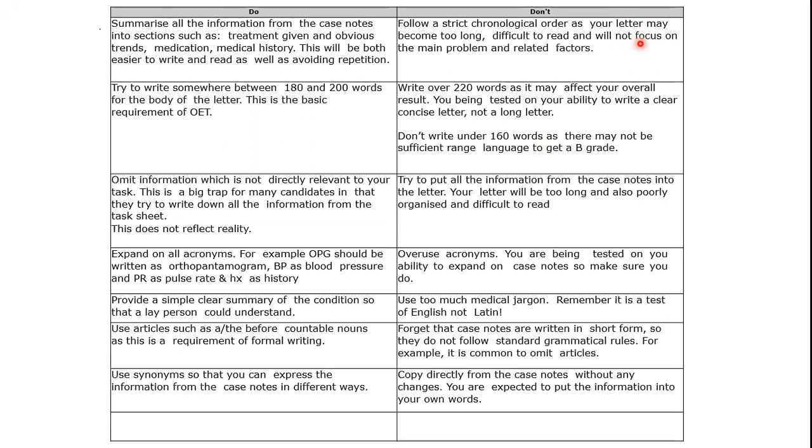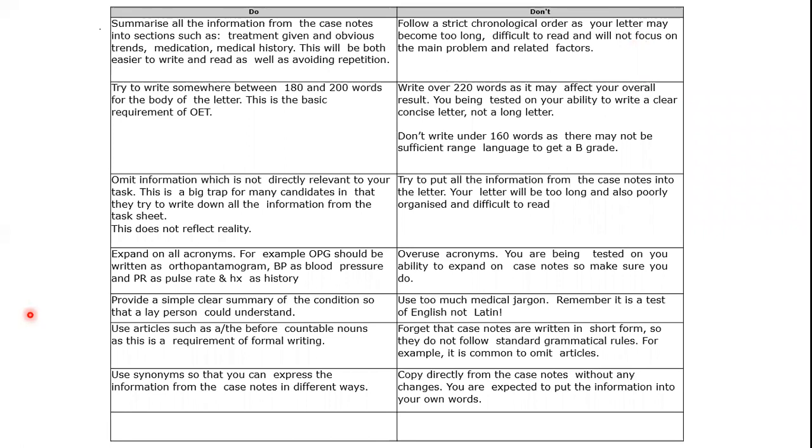Okay. Then expand all the acronyms. For example, OPG. Don't write OPG. Blood pressure, not BP, okay, and PR, pulse rate. Now there are some of the abbreviations which you are allowed to use. Okay, there's a list which you're allowed to use. So I think going through that will be helpful. Provide a simple, clear summary of the condition so that a lay person could understand. So simple, clear summary, make it as simple as possible.